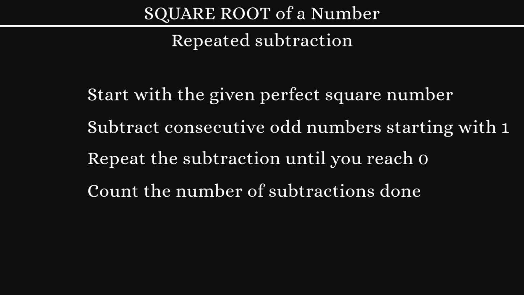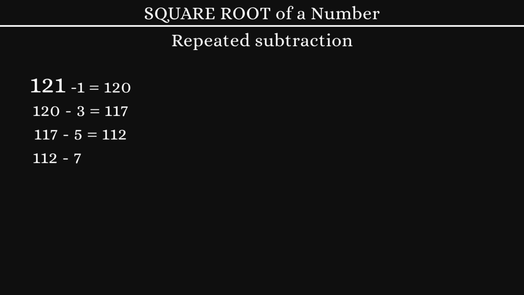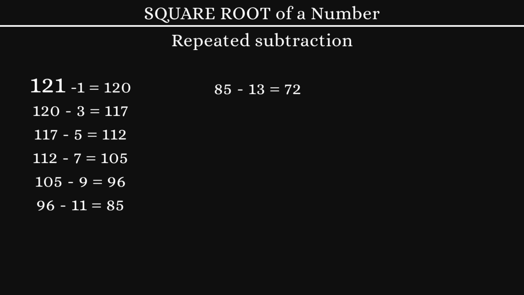Let's do one more example and check the answer. 121. First step, subtract 1. We get 120. 120 minus 3 will give us 117. 117 minus 5 becomes 112. 112 minus 7 will become 105. 105 minus 9 is 96. 96 minus 11 is 85. 85 minus 13 is 72.